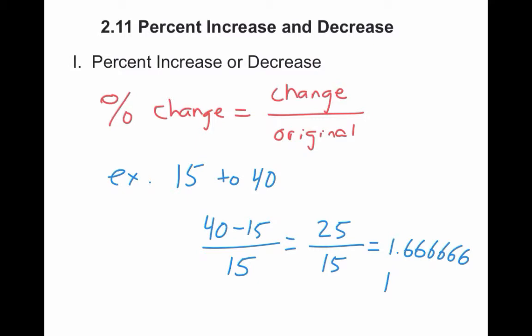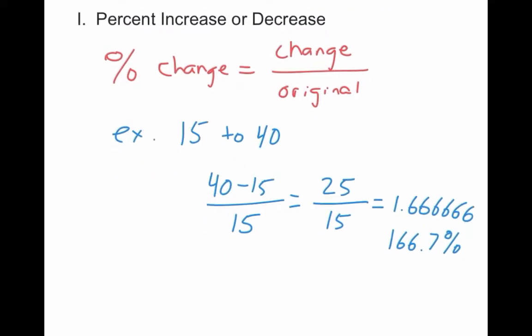The correct answer is? 166. Yep. So it's 166 point 6 repeating, maybe 166.7%, something like that. But if something grows from 15 to 40, it's a 166% increase over the year before. We okay on that one?